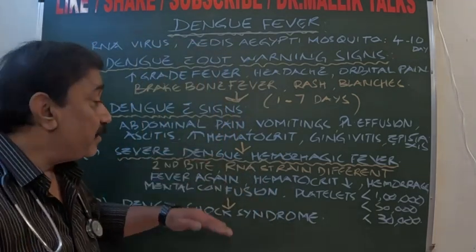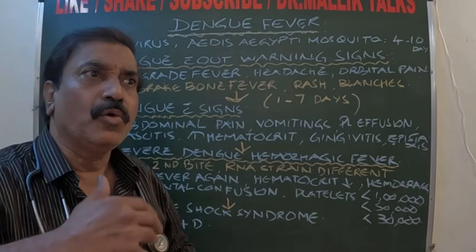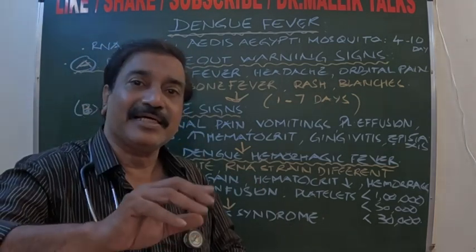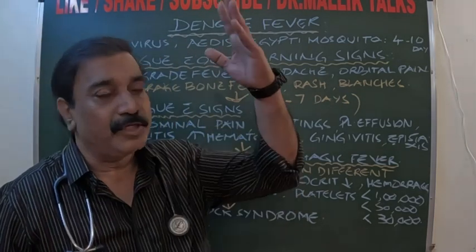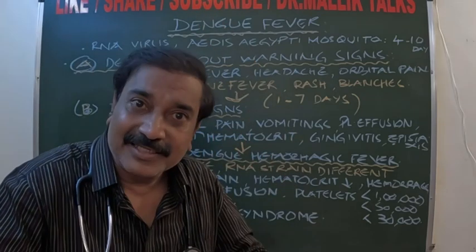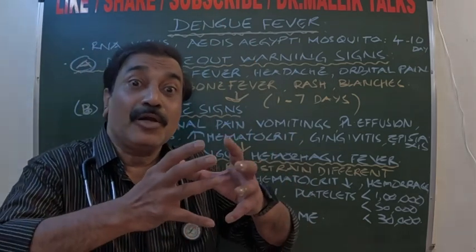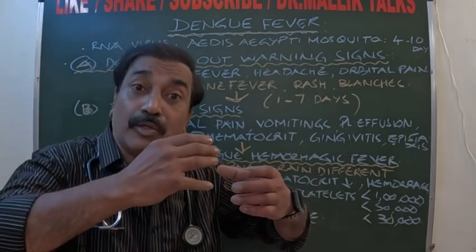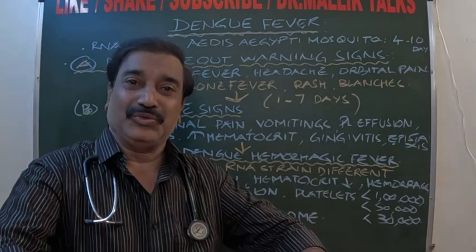And the hematocrit will rise. When you go for a blood test at that time, all your cells are high, your red blood cells are high, your hemoglobin is high. The reason is you are losing fluid from the blood vessels into the tissues.